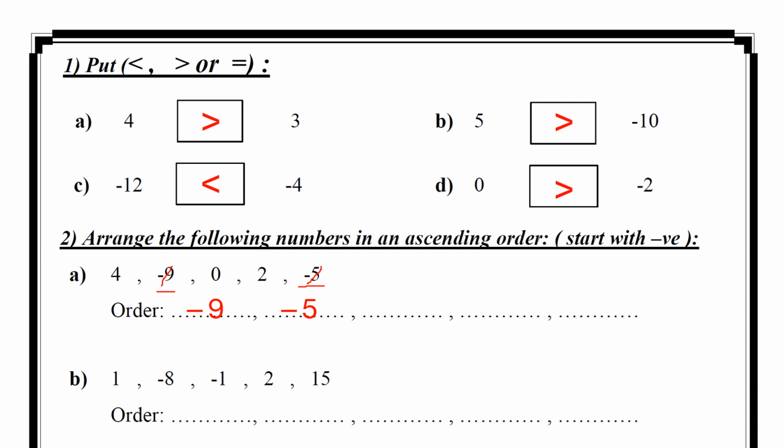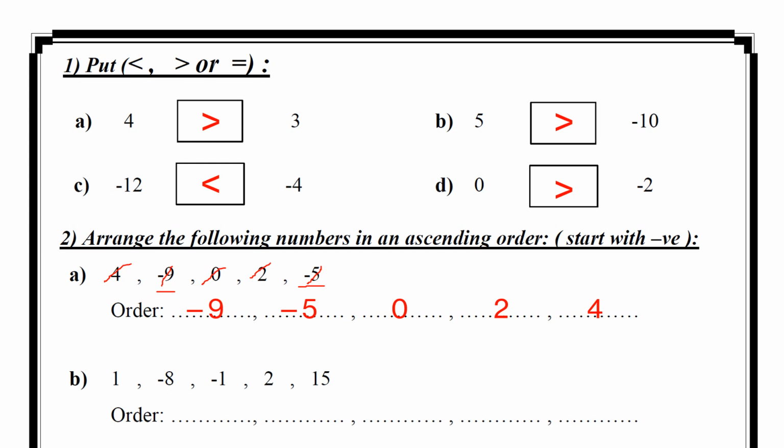Now, we have 4, 0, 2. Which number is smaller? The 0. So cross it and write it. And now, 2, cross it and write it. The greatest number is 4, cross it and write it. Now we have 1, negative 8, negative 1, 2, and 15.